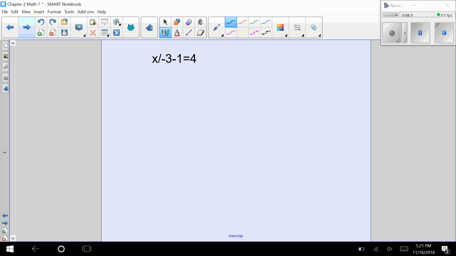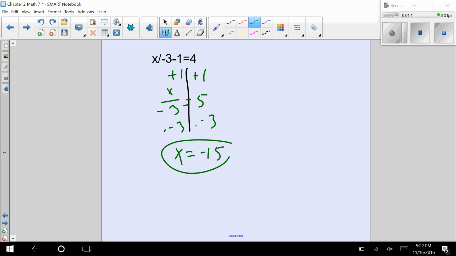x over negative 3 minus 1 equals 4. This one is very straightforward. We're going to start off by adding 1 to both sides. So we're left with x over negative 3 equals 5. To get rid of division, I multiply by negative 3. So x equals negative 15 is my answer.